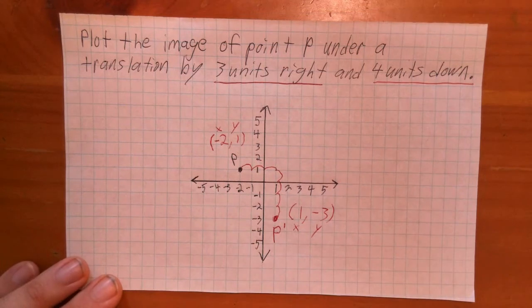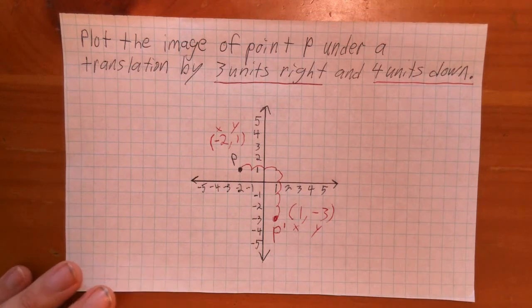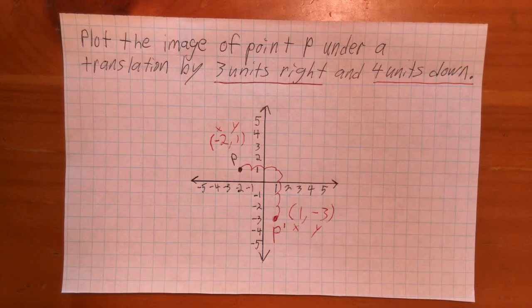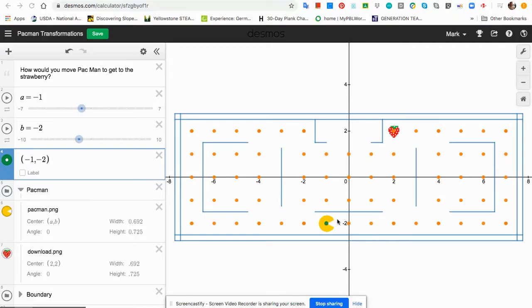I'm actually going to go back to that Pac-Man that we were going to look at, and we're going to get into some characteristics about translations. So here we see Pac-Man again, and it says, how would you move Pac-Man to get the strawberry? If anyone's ever played Pac-Man, you know if you get the strawberry, you get more points. So Pac-Man's starting at this green dot here, that's -1, -2, and we're going to adjust these sliders in order for Pac-Man to get the strawberry.